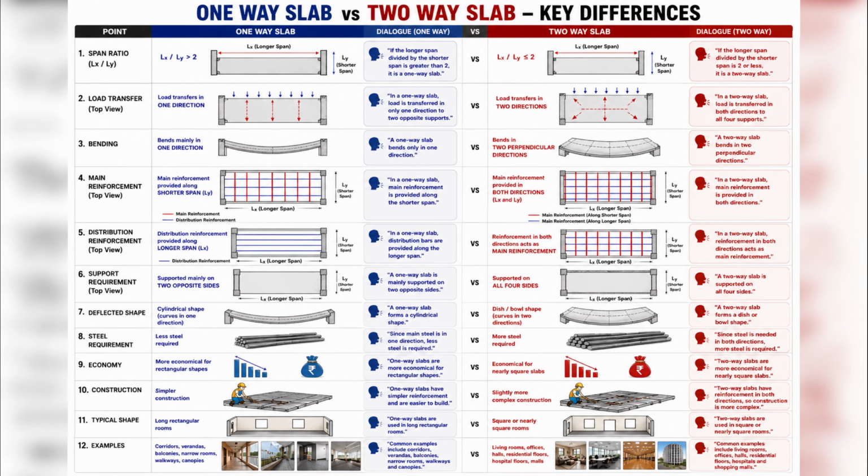And finally, remember this simple rule. If the load flows in one direction, it's a one-way slab. If it flows in two directions, it's a two-way slab. Understanding the load path makes identifying slab types easy.